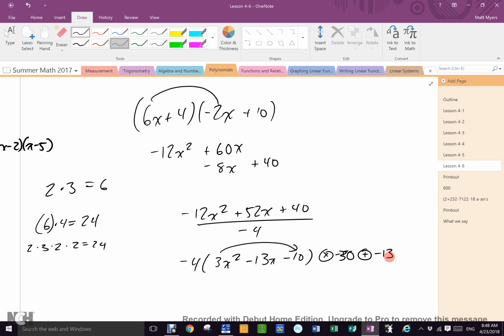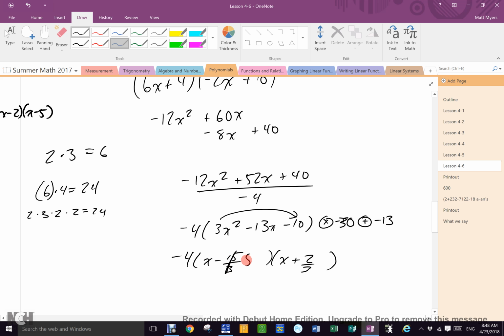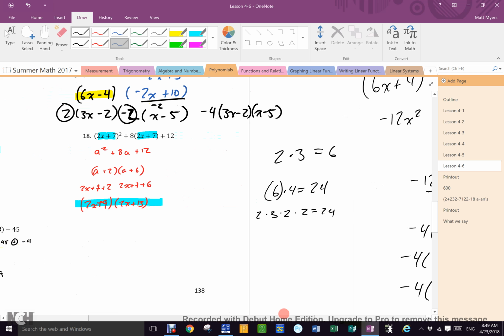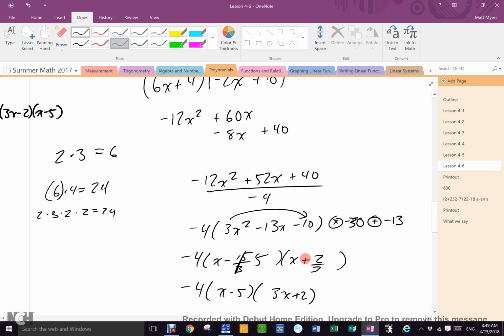Negative 15 and positive 2, right? So it's negative 4, x minus 15 over 3, and x plus 2 over 3. Simplify, that's negative 5. That doesn't simplify. Negative 4, x minus 5, 3x plus 2, right? Negative 4, x minus 5, 3x plus 2. Somewhere in here, a negative needed to come out.